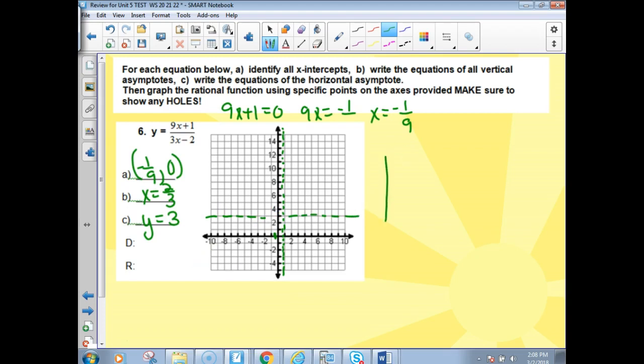Okay, I would make a t-chart, plug in 0 for x because that's to the left. If you plug in 0 for x, you're going to get negative 1/2. All right, so this is going to do this. And then I would put in 2. 2 would be 18 plus 1 over 6 minus 2. That's going to be 17 over 4. So that's like 4.25.